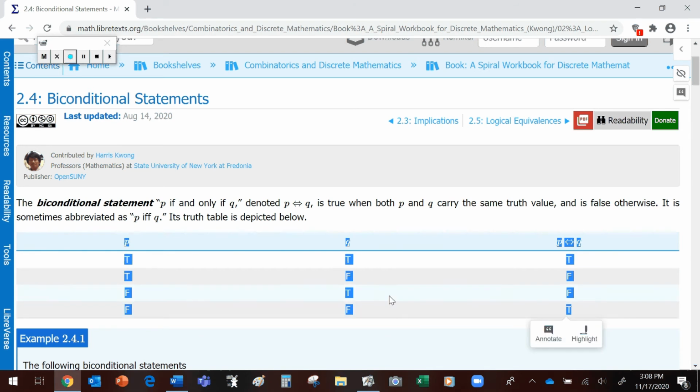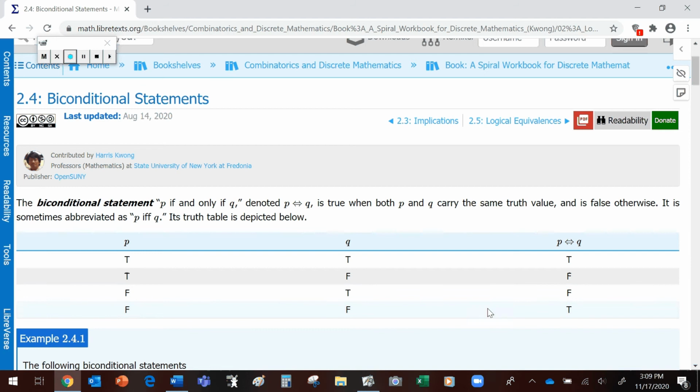Okay, now we know that a regular old conditional statement is only false if the hypothesis is true and the conclusion is false. So here we have true, true, and the biconditional is true. Here we have true, false, and the biconditional is false. Here we have false, true, and the biconditional is false. Here we have false, false, and the biconditional is true.